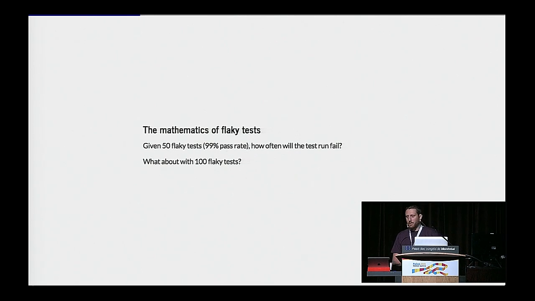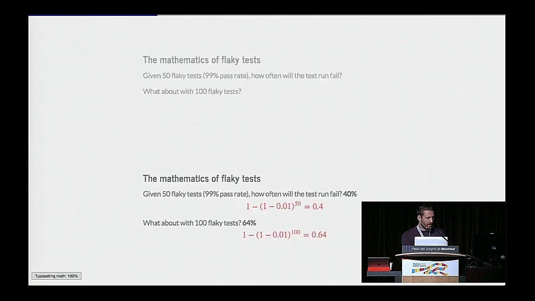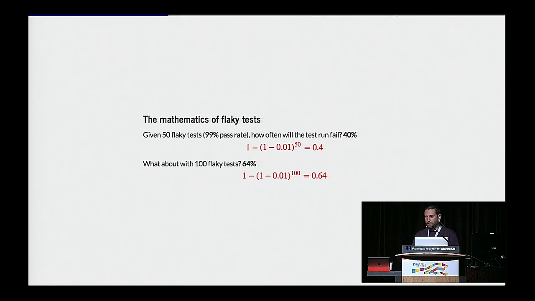And just to reiterate how bad of a problem this can be, we're going to do a little bit of math. I know it's early. But given 50 flaky tests that fail 1% of the time, any ideas how often the test run is going to fail? Or with 100 flaky tests? It's pretty scary. It turns out that just 50 flaky tests can make your entire test run fail 40% of the time. And of course, it gets worse the more flaky tests that you have.